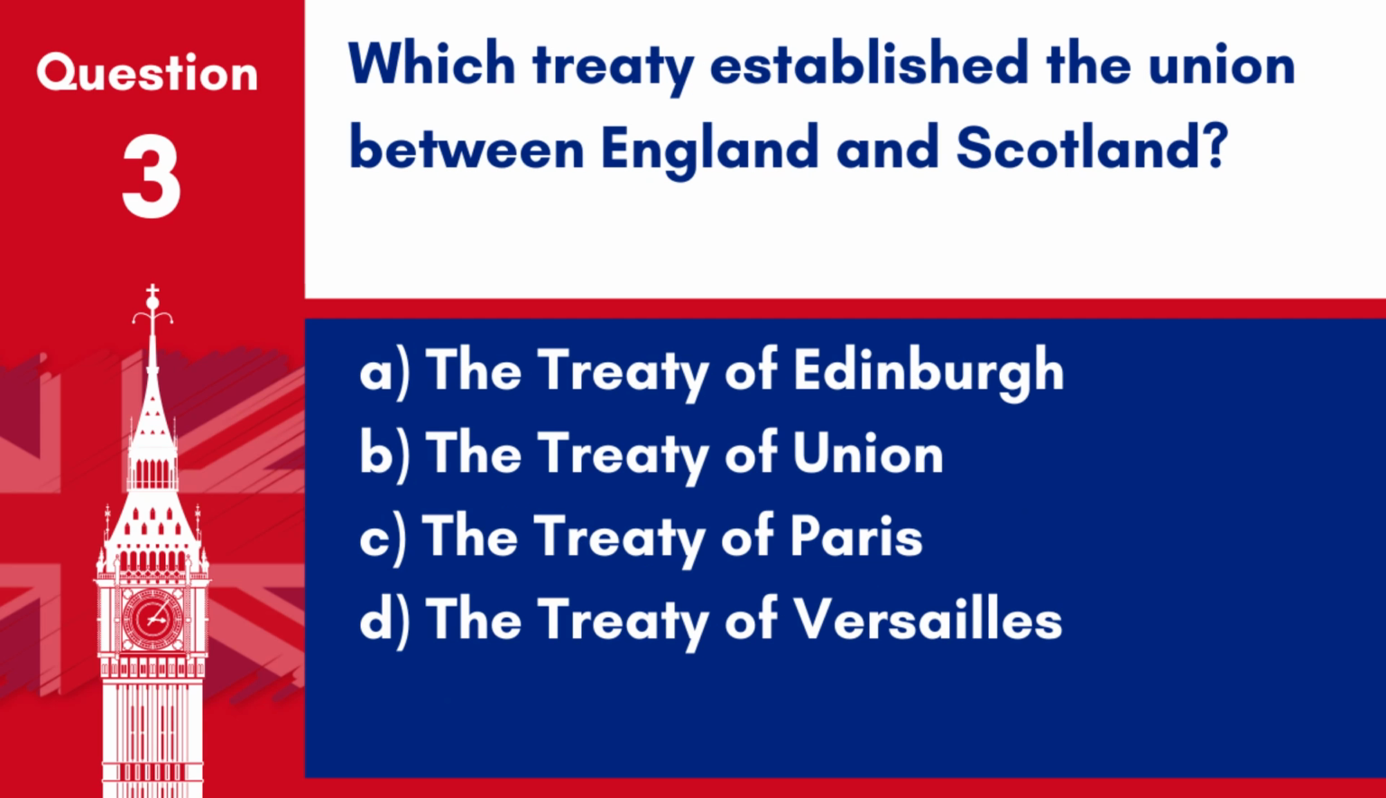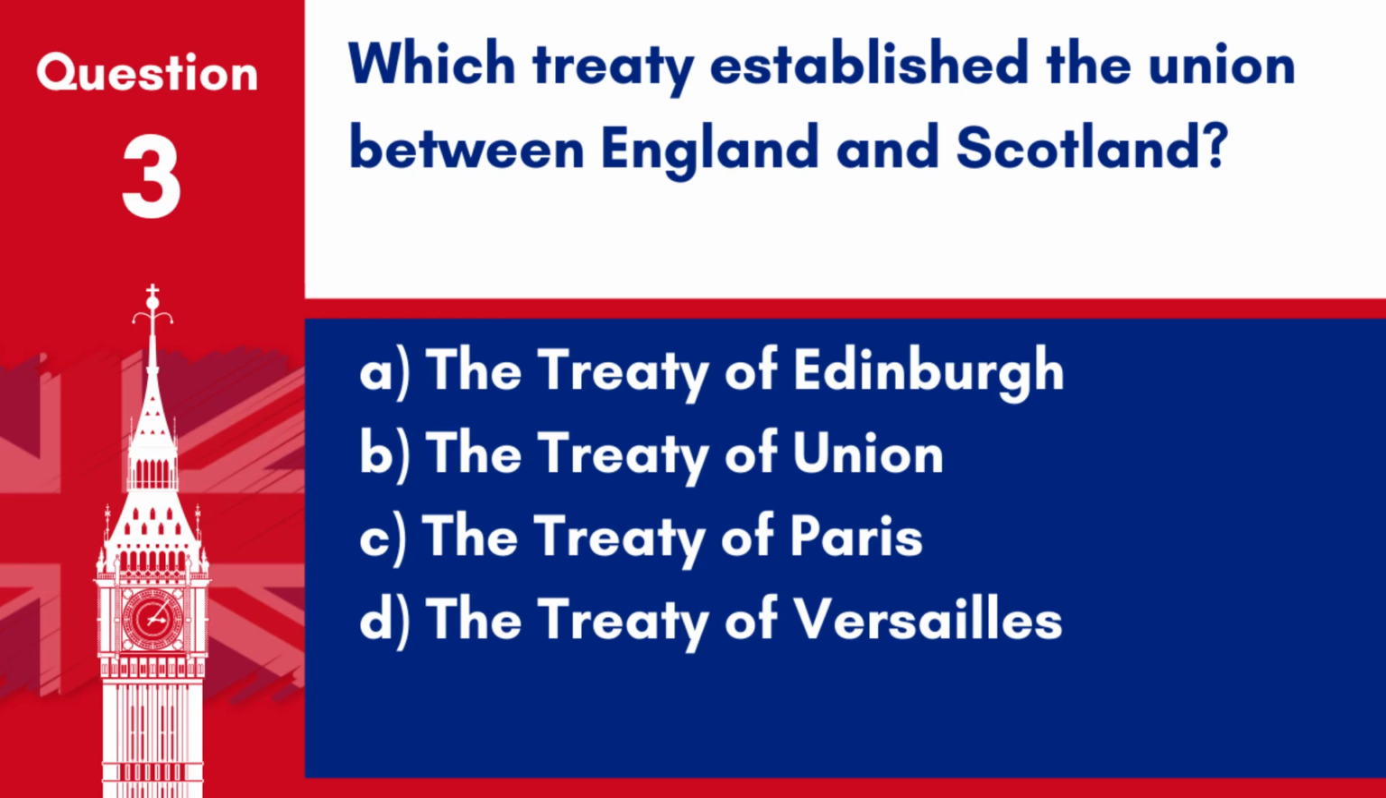Question 3. Which treaty established the union between England and Scotland? A. The Treaty of Edinburgh. B. The Treaty of Union. C. The Treaty of Paris. D. The Treaty of Versailles.